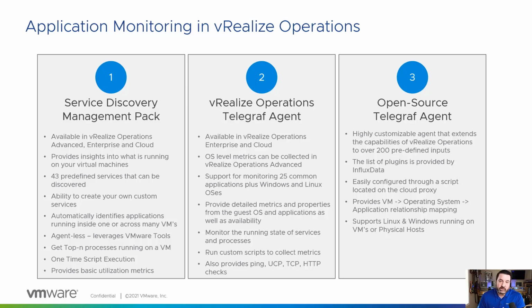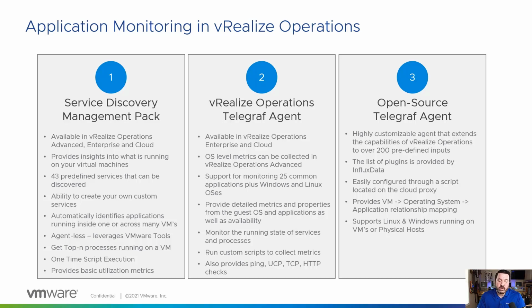There are 25 very popular applications that we can monitor through the vRealize Operations Telegraph agent, and we support both Linux and Windows OSs. This can also monitor the state of our services and processes. We can run custom scripts to collect metrics from our applications and our virtual machines into vRealize Operations, and it can also provide various checks like ping checks and HTTP checks, right? We can go out and reach out to a web page and get the response code that we're getting from that. Are we seeing a 200 response code, or are we seeing some sort of errors with 404 or 500s, right?